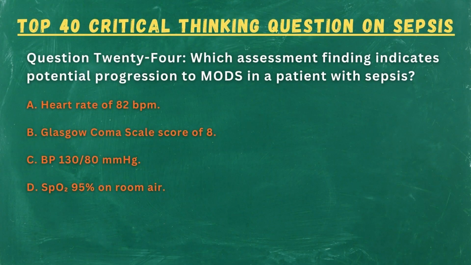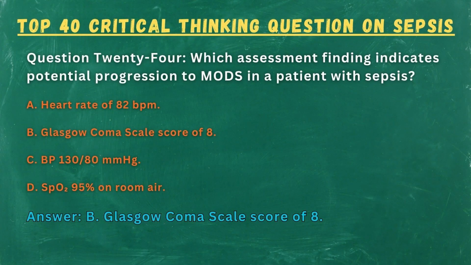Question 24. Which assessment finding indicates potential progression to MODS in a patient with sepsis? A. Heart rate of 82 BPM. B. Glasgow Coma Scale score of 8. C. BP 130/80 mmHg. D. SpO2 95% on room air. Answer: B. Glasgow Coma Scale score of 8.